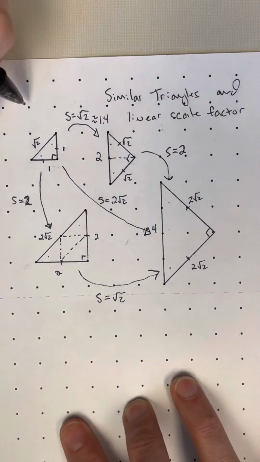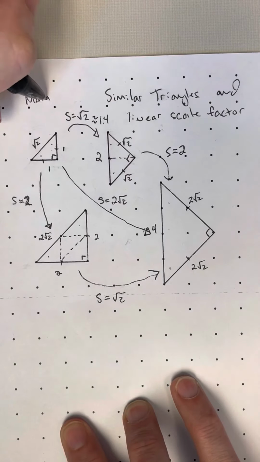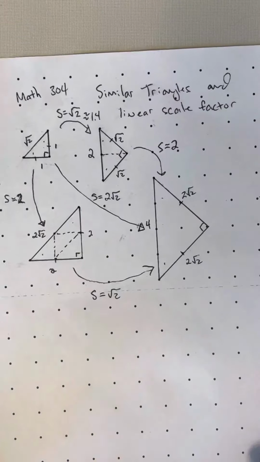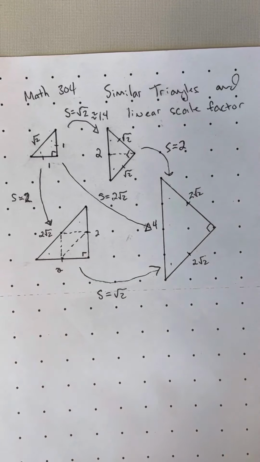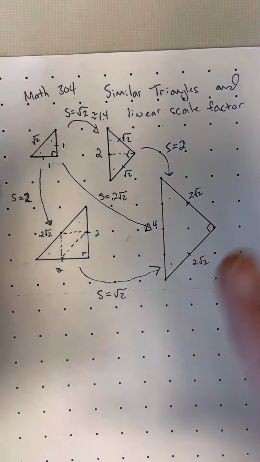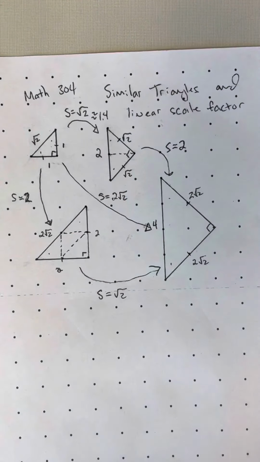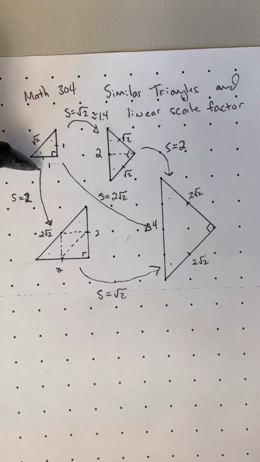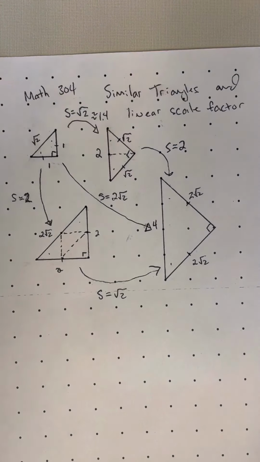So this is Math 304. I got a little bit muddled in class, so I thought I'd make this video that's a little bit cleaner, and you can actually have the numbers when you're working with the tangrams. You don't have nice assigned numbers like starting out with a 1, 1, square root of 2 triangle. Okay.